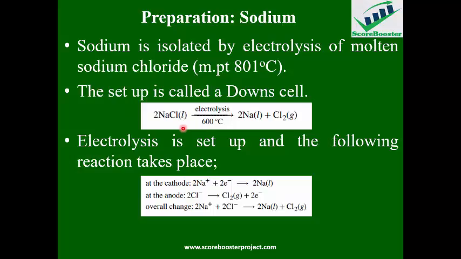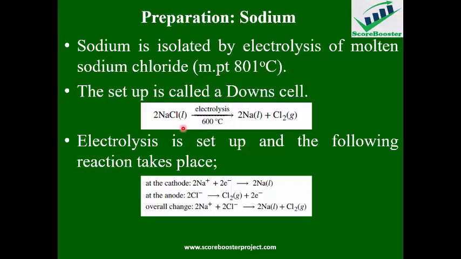If we were to use dilute sodium chloride instead of molten sodium chloride, we are going to get hydrogen. I believe you still remember that part on electrolysis. Please, if you can't remember it, try to revisit your electrolysis lecture. So we are using molten sodium chloride, not brine, because this is sodium we need, not hydrogen.